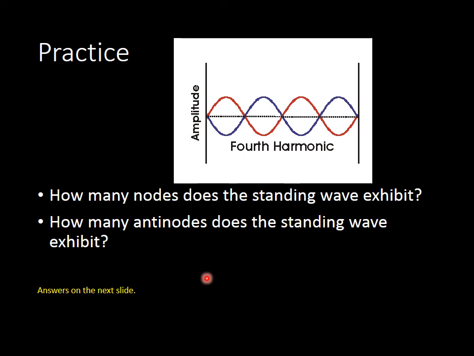Now, if we wanted to know how many antinodes it has, we would find the highest point, or these points where there's maximum amplitude between the crest and the trough, maximum distance, and we would count those. So in this case, we have 1, 2, 3, 4 antinodes.